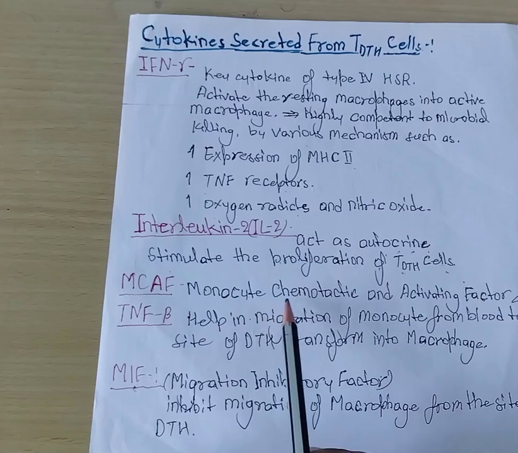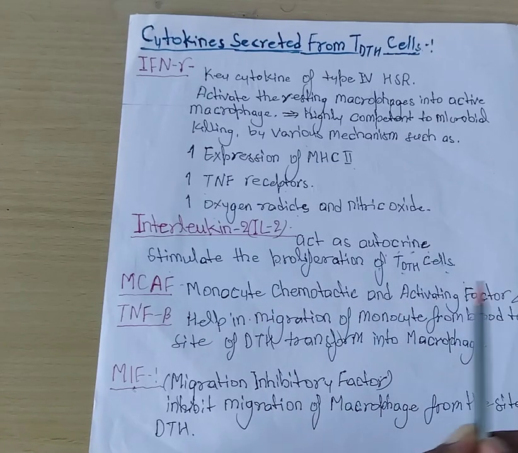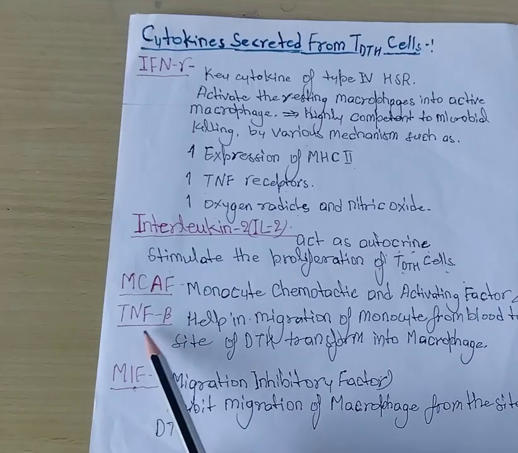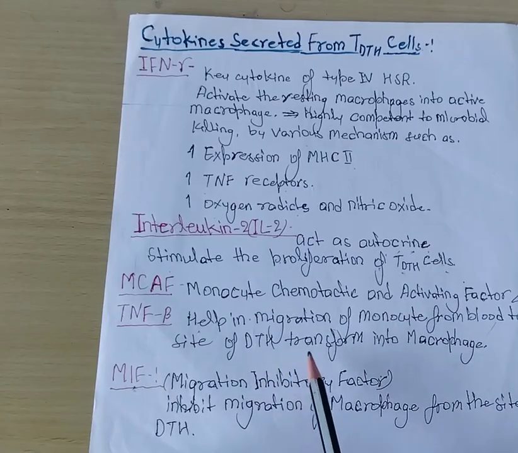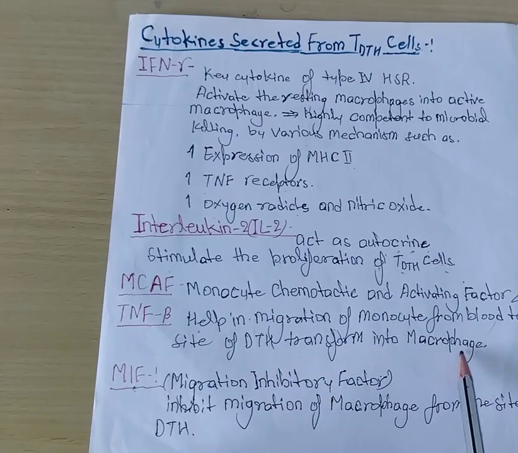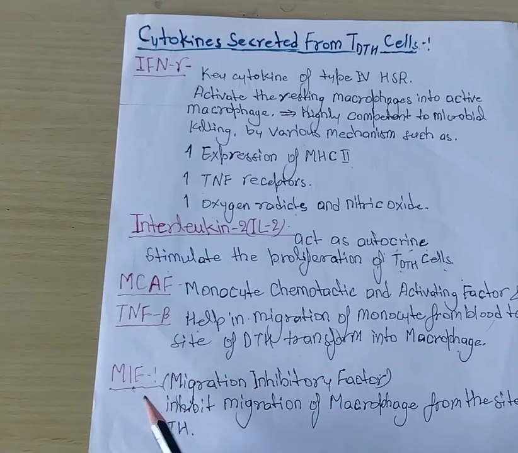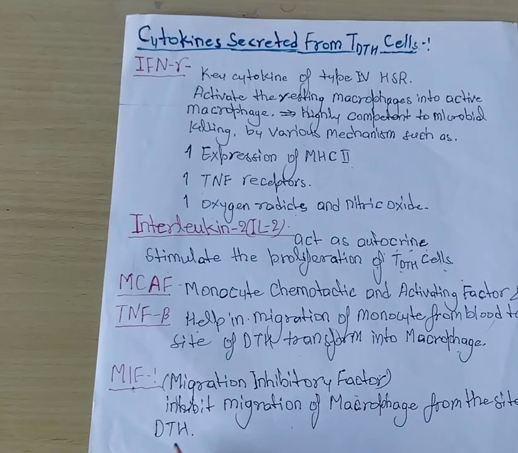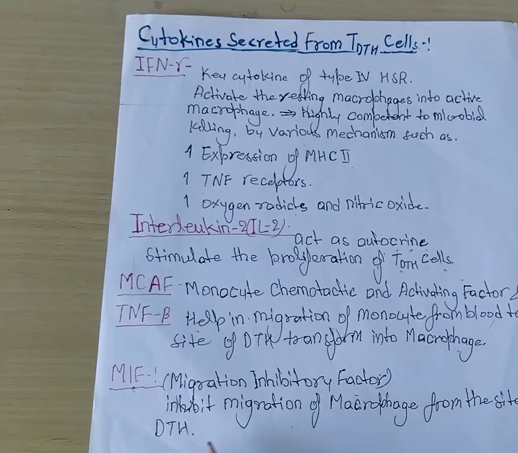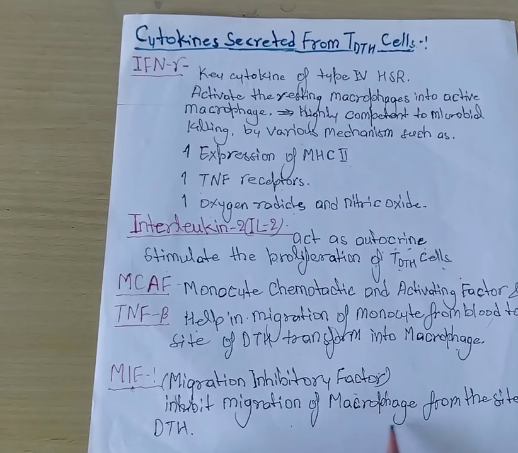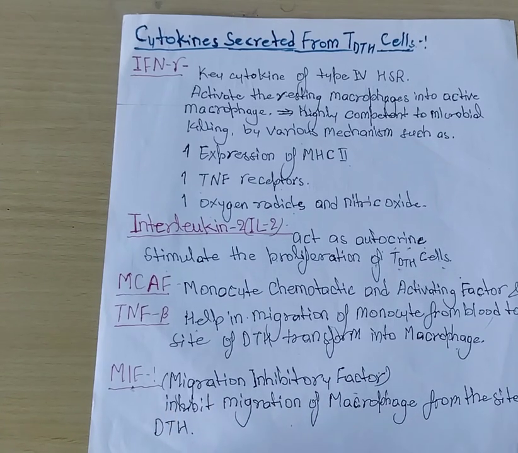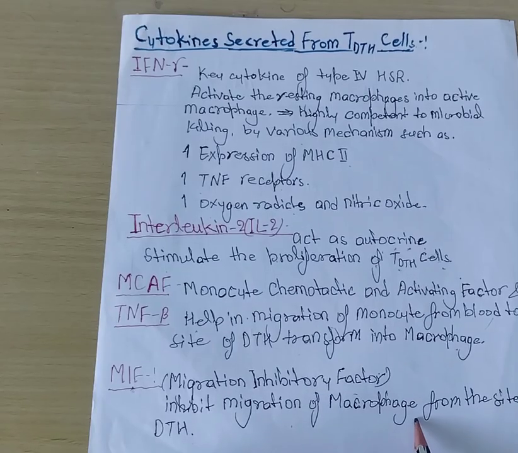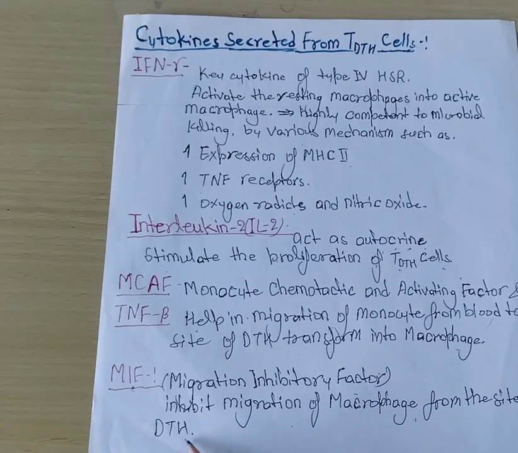MCAF, monocyte chemotactic and activating factor, along with TNF beta, helps in migration of monocytes from blood to the site of delayed type hypersensitivity, where they transform into macrophages. MIF, migration inhibitory factor, inhibits migration of macrophages from the site of delayed type hypersensitivity, which means this cytokine prevents escape of macrophages from the site of the reaction.